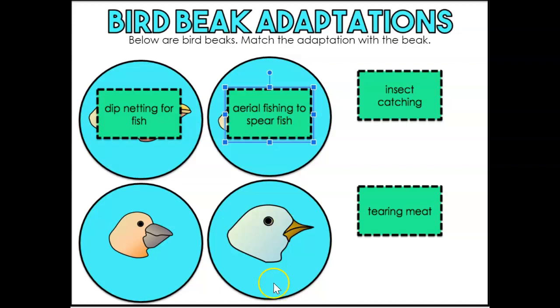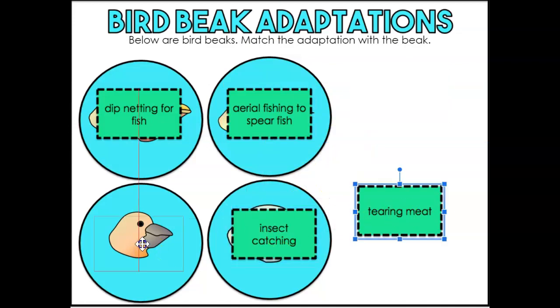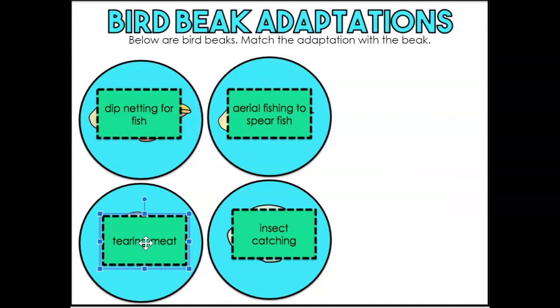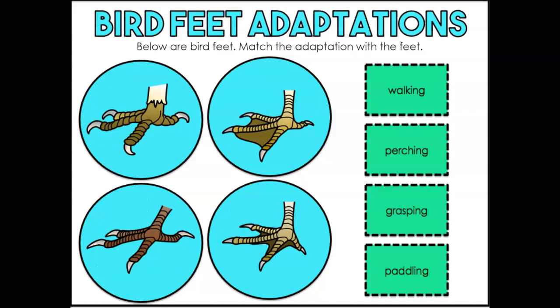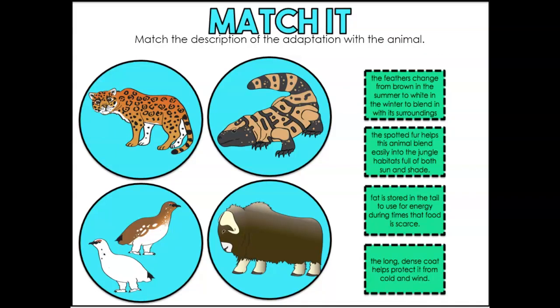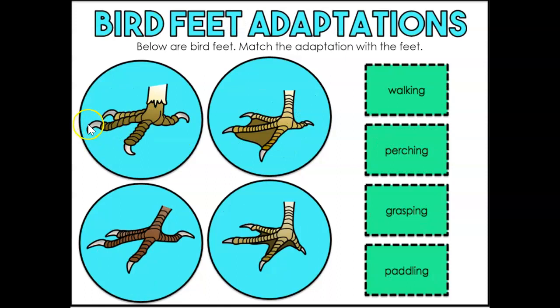This next one has a really small beak to catch little things like insects. And finally, this last one has a large beak so it can tear and rip meat. Another type of adaptation that birds have are their feet. So the nails on birds, we call those talons. So sometimes those have a part in their physical adaptation as well.